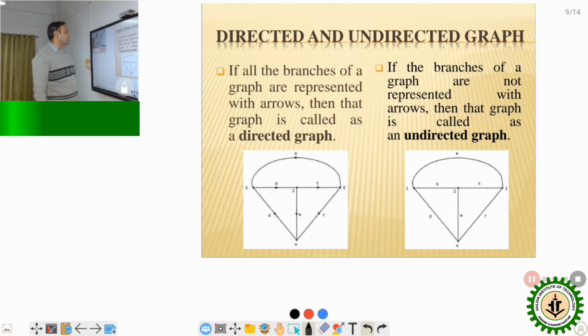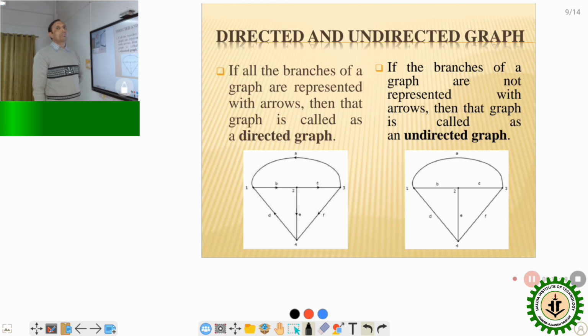For that case of branch B, it is node 1 to node 2, the current direction. That means for every branch, the current direction is there. So for that particular case, it is called the directed graph because it will mention the direction of the current flow. But for the case of an undirected graph, no such current flow direction is mentioned for any branches.